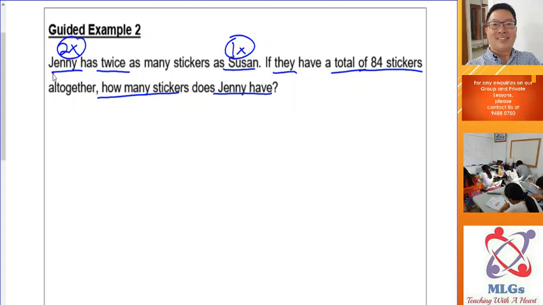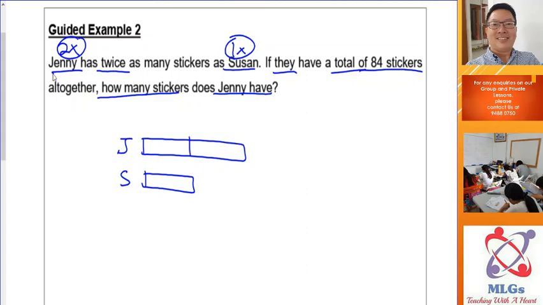Never draw your model by looking at any sentence to start with. You always start from the beginning, usually, for most of the problems. Now, Jenny has 2 boxes, or twice, and Susan has 1 time, which is 1 box. And that is how you draw the first sentence.